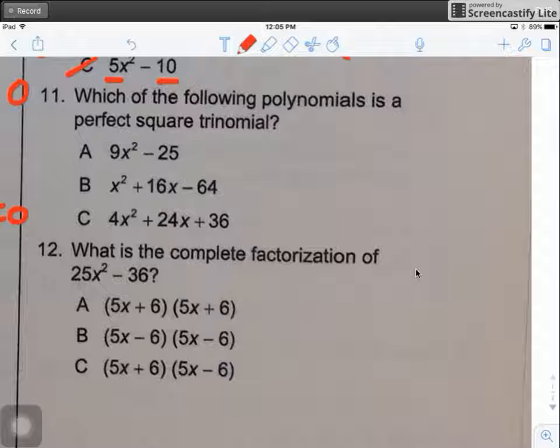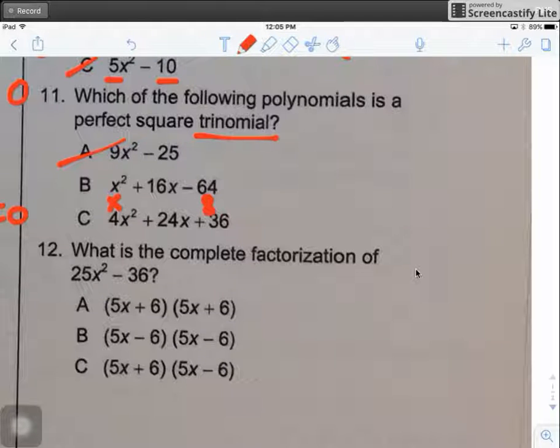Number 11, which of the following polynomials is a perfect square trinomial? So perfect square trinomial means 3, so we're going to need 3 terms. So A is not a trinomial. And in order for it to be a perfect square trinomial, we need the first term to be a perfect square, which this one is, and this one is. But we've got to test the middle.